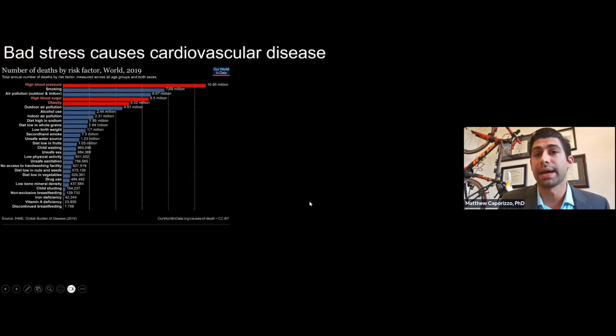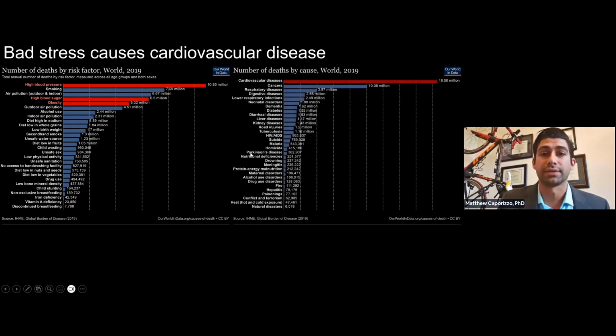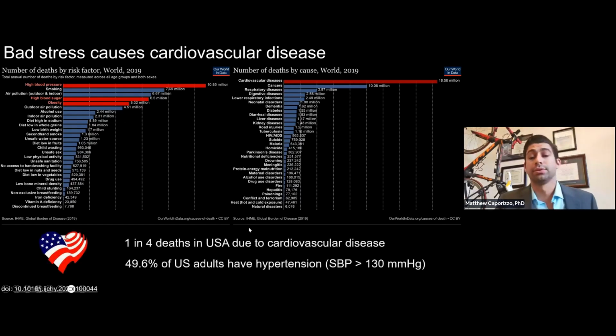This idea that bad stress causes cardiovascular disease is right in front of our face. If we look at the number of deaths by risk factor in the world, 3 of the top 5, high blood pressure, diabetes, and obesity, are the number 1 risk factors. So it's not surprising that the number 1 cause of death in the world is cardiovascular disease, outpacing cancer by about 2-fold. The same thing's true here in the United States. 1 in 4 deaths in the United States are due to cardiovascular disease.